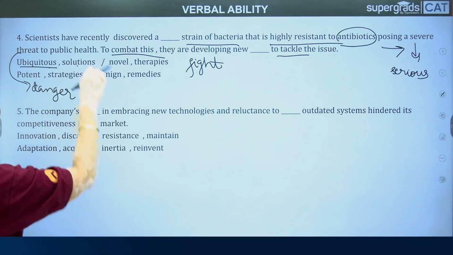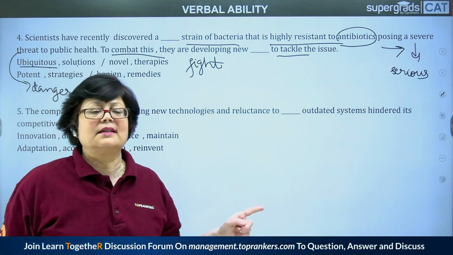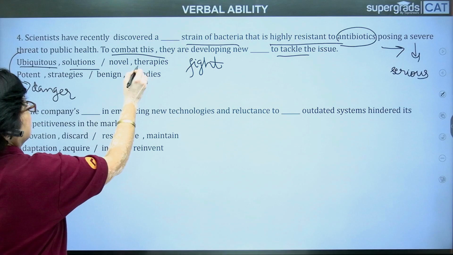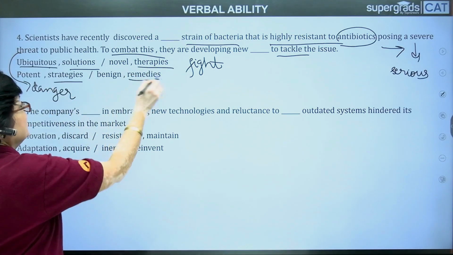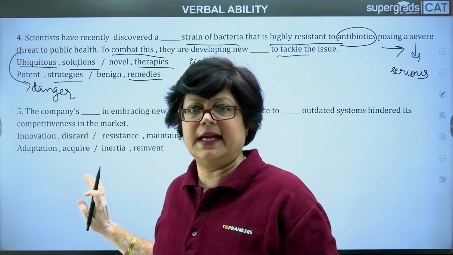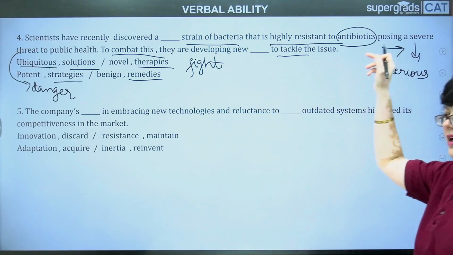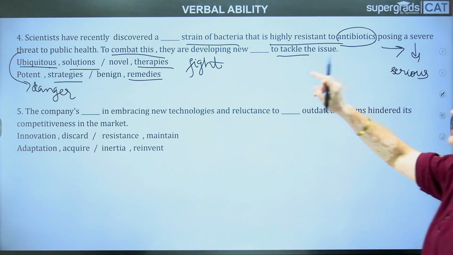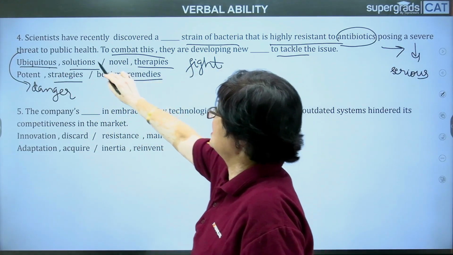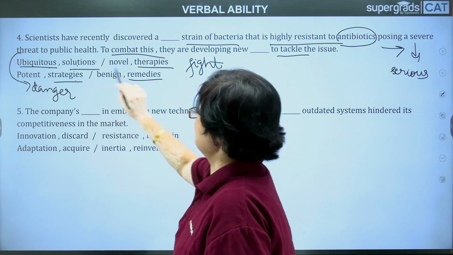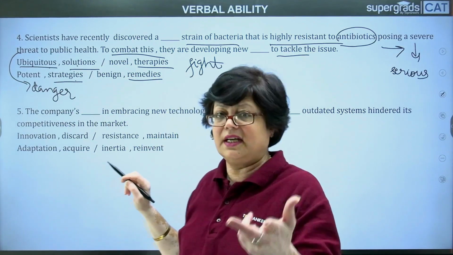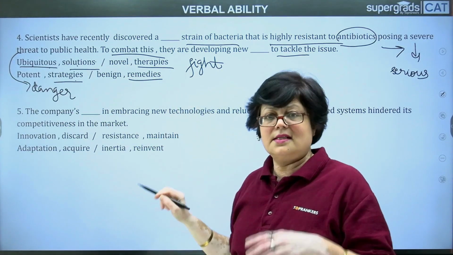If you check all these options, you will find that the second word, look at the second word: solutions, therapies, strategies, remedies. These all talk about something positive. These all can fit in very well, right? If you do not take care of the first word of the given two words, you find that solutions, therapies, strategies, and remedies go very well, because therapy is a type of treatment. Therapy is a treatment. Remedy is a solution.